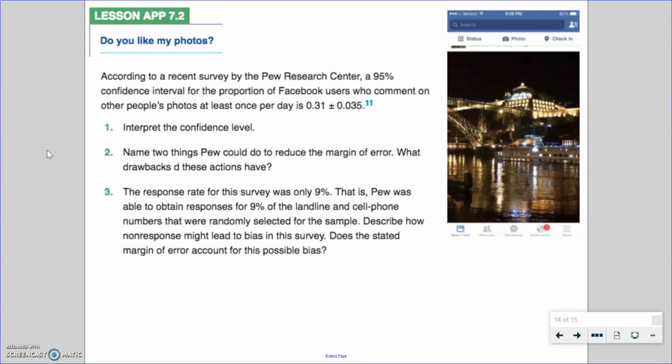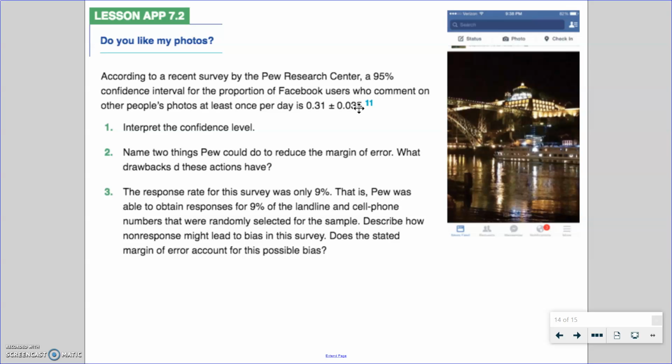So number one, interpret the confidence level. Basically what that means, if I were to take a simple random sample over and over and over again, I would be 95% confident because 95% of those simple random samples would truly estimate the mean between this number plus or minus this value. Okay, so the confidence level is just saying if we were to do this sample over and over and over again, 95% of those samples would give you a number between here that does truly estimate that true proportion. Okay.